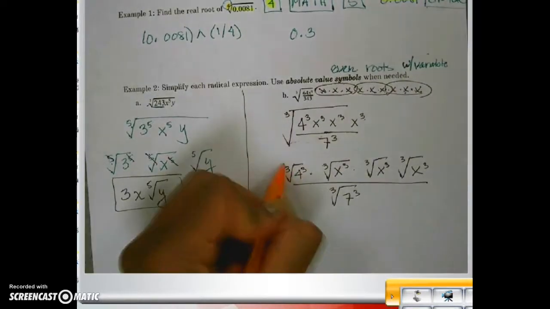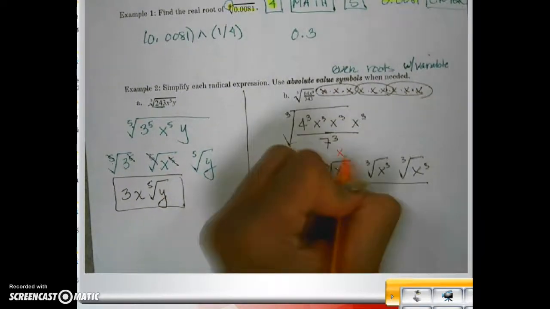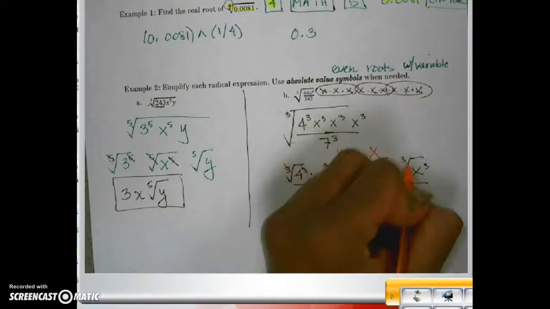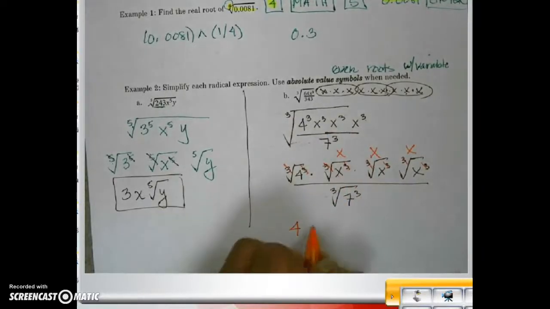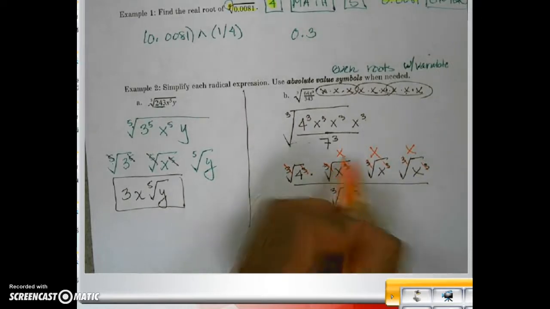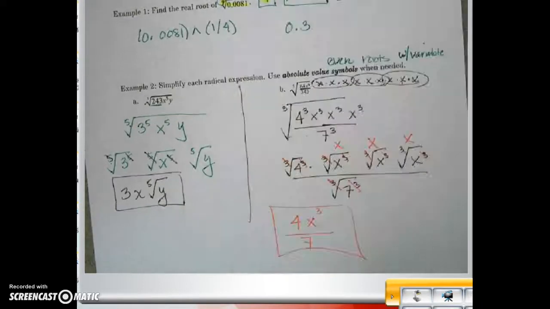So these cancel out, and I have 4. These cancel, this would just be x, cancel, x, cancel, x. So how many perfect x cubes did I have? Well, I had 3 of them. x times x times x. Over, cancel, 7. And there you have it.